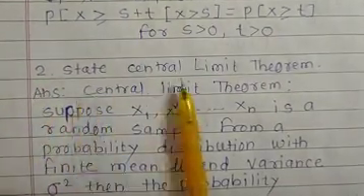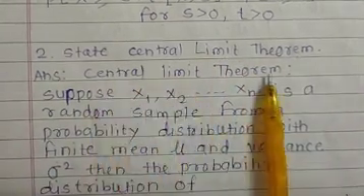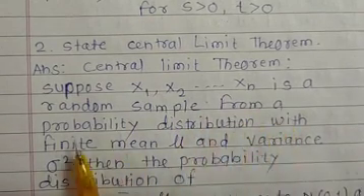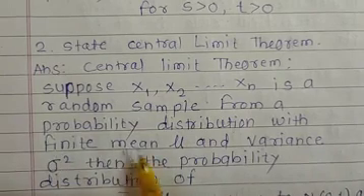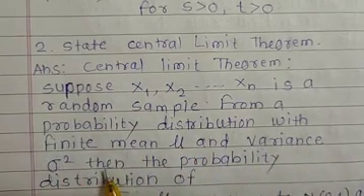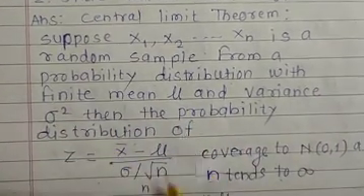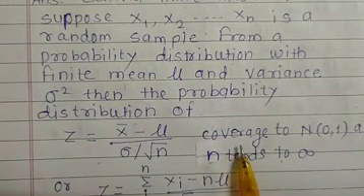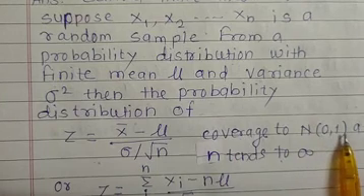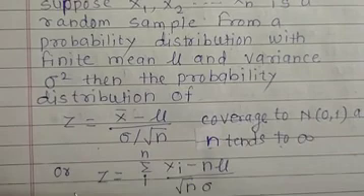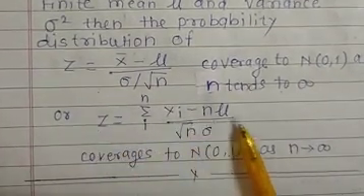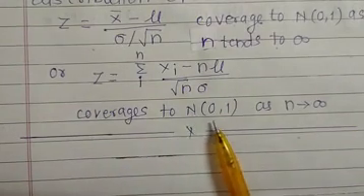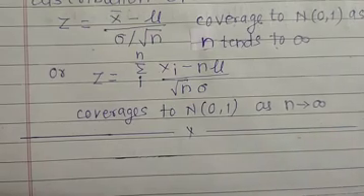Number two, state central limit theorem. Central limit theorem: suppose X1, X2, ..., Xn is a random sample from a probability distribution with finite mean mu and variance sigma square, then the probability distribution of Z is equal to (X bar minus mu) upon (sigma upon root of n) converges to N(0, 1) as n tends to infinity, or Z is equal to (sum of Xi minus n mu) upon (root of n sigma) converges to N(0, 1) as n tends to infinity.